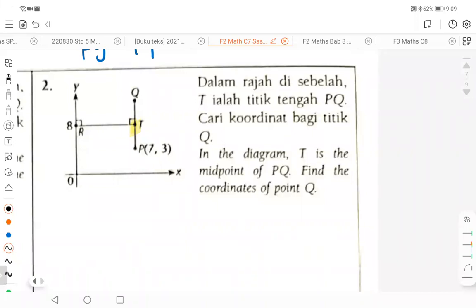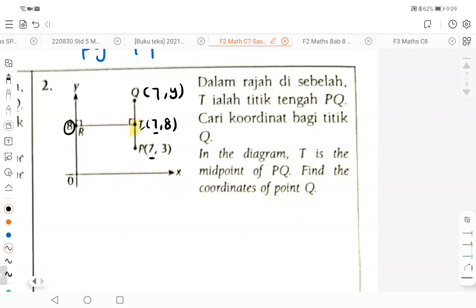Okay, yeah, 7, 8, yes. Same block, so 7. Same height, so 8. Okay, use the same method as just now. We have the midpoint already. Q we do not know. We can just leave it as x, y. But we can predict the x coordinate because it's at the same block. So x is actually 7.